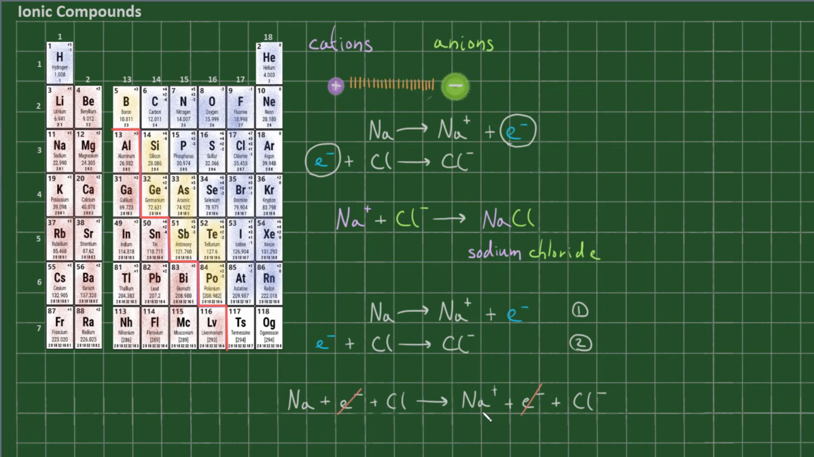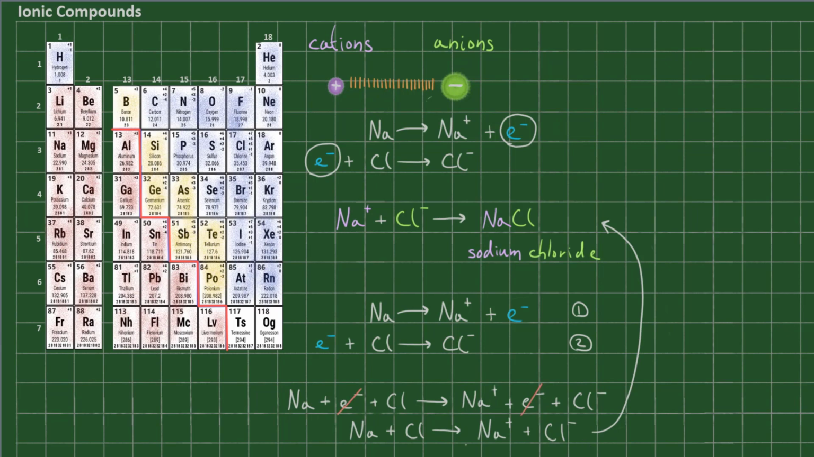Once I have cancelled everything that is exactly the same, I can rewrite the equation. On the left, I will have sodium plus chlorine, and that will give me a sodium cation and a chlorine anion. And these two ions will combine to give the ionic compound sodium chloride. Please note that what I have written here at the bottom does not necessarily represent how this reaction actually happens. This is just a way of symbolically keeping track of what is going on with our particles.